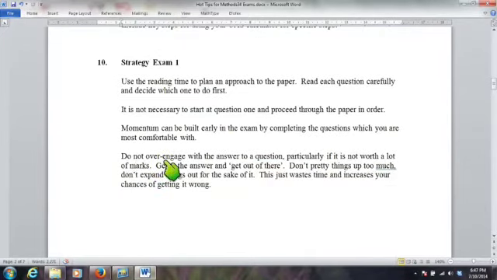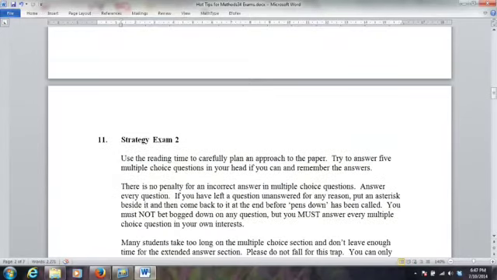All right, this is very important, this one. Please do not over-engage with the answer to a question, particularly if it's not worth a lot of marks. Get to the answer and get out of there. Don't pretty things up too much. Don't expand things out too much just for the sake of it. This just wastes your time and increases the chances of you getting the final answer wrong. And it would be a great tragedy if you did have it right and then you over-engaged with it and then did something wrong and then you lose your answer mark. So that's just not something you should be doing.